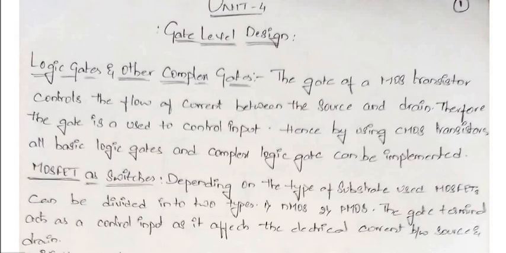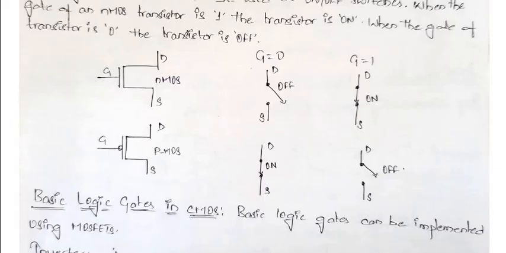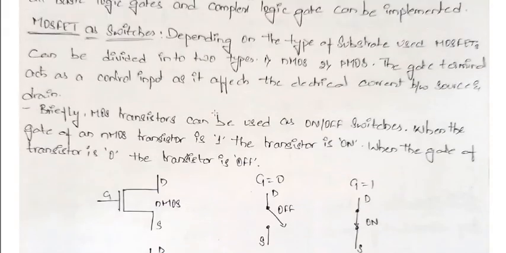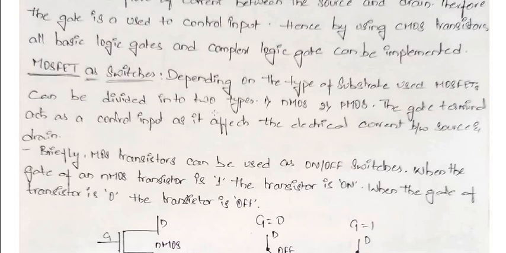Okay, field effect transistors can be divided into two types. The first one is NMOS transistors and the second is PMOS transistors. So what is an NMOS transistor? The gate terminal acts as a control input as it affects the electric current between the source and drain. So we have two types of transistors: NMOS and PMOS.